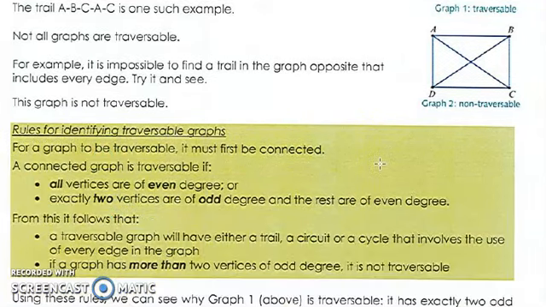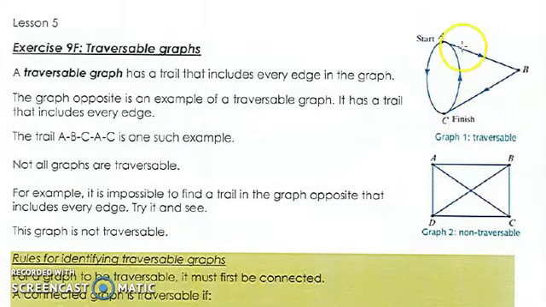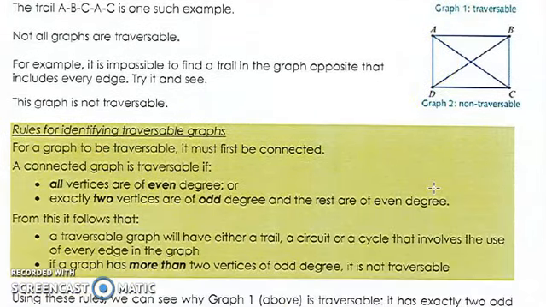So there are rules to see if a graph is traversable or not. For a graph to be traversable, it must obviously first be connected. A connected graph is traversable if, and there are two conditions: the first one, all vertices are of an even degree. And the second condition is that exactly two vertices are of odd degree and the rest are of even degree.